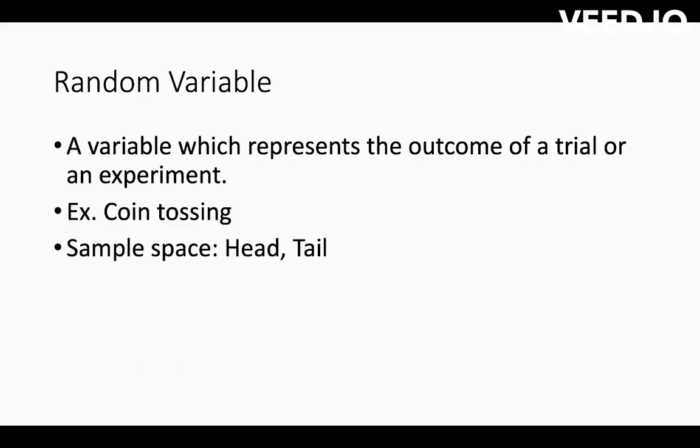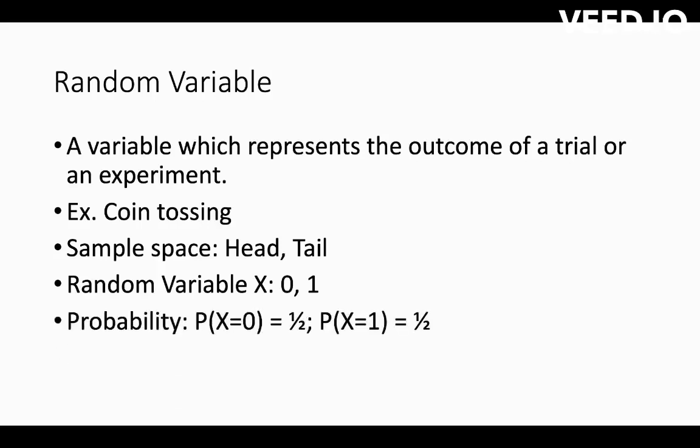The sample space of coin tossing will be head or tail, which means that you can either land on head or land on tail. The random variable, we can set the random variable x to 0 and 1. We can set head to 0 and tail to 1, or tail to 0, head to 1. But in this case, we will use head as 0 and tail as 1.